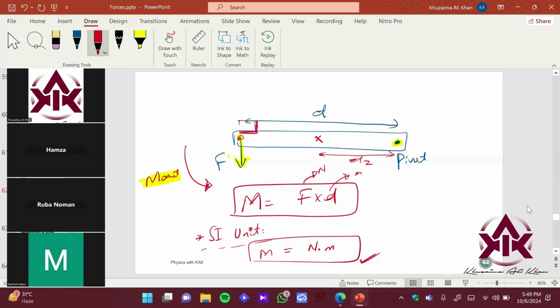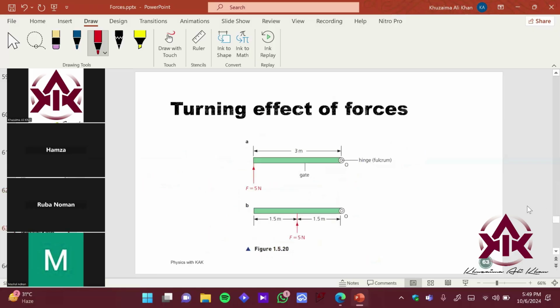Okay, you're here. Now let's do some examples. You did the experiment with your door. Hamza and Mashal said that if I try to open the door from the center, I will have to apply more force. Ryan also said that. So let's talk about it. Let's see scenario A and scenario B. Let's find the moment for scenario A.